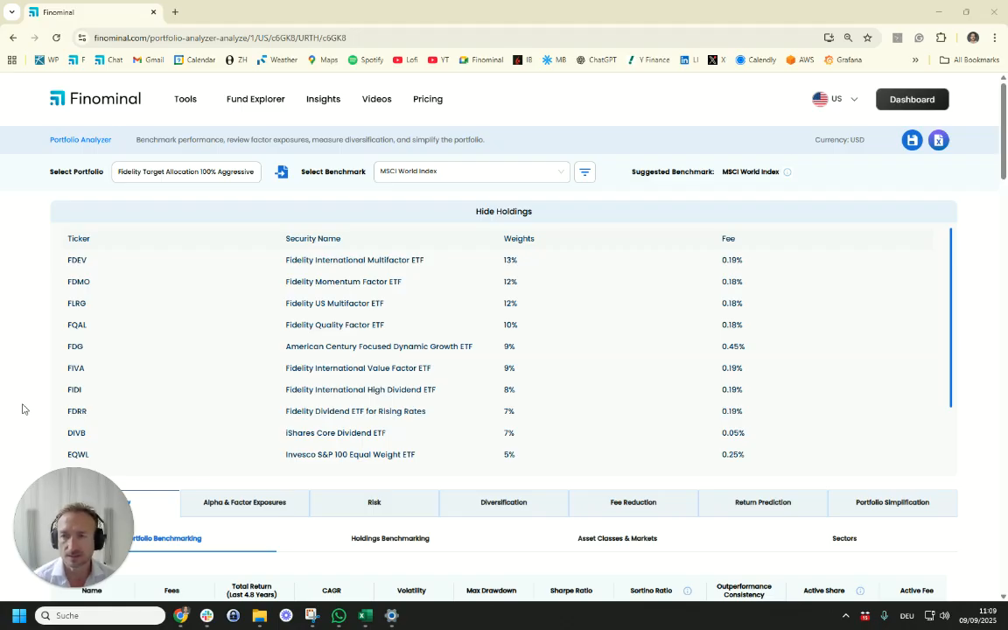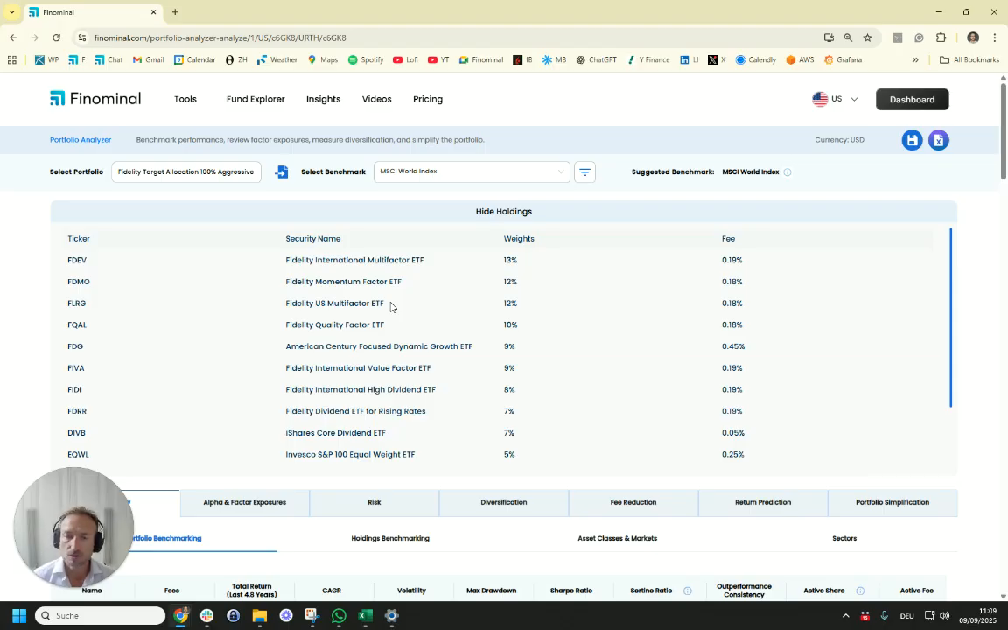Today we're going to look at Fidelity's target allocation, 100% aggressive ETF model portfolio. This is a portfolio that provides exposure to developed equities, so that means US and international stocks, and it does it via 12 ETFs plus a bit of cash. If we look at the ETFs in these portfolios, most of them are from Fidelity. And we can see the three largest allocations are the Fidelity International Multi-Factor ETF, Fidelity Momentum Factor ETF, and Fidelity US Multi-Factor ETF.